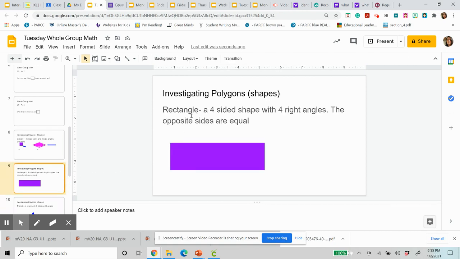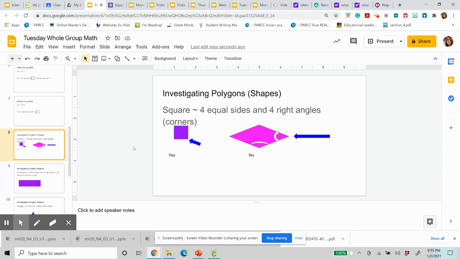So here, a rectangle. Square is very common, but now you know the definition and why this is not a square. I may say to you, why is this not a square? Well, Ms. Fox, the sides aren't all the same. That's one reason. The other reason is the angles don't have right angles. They have fat and skinny angles.